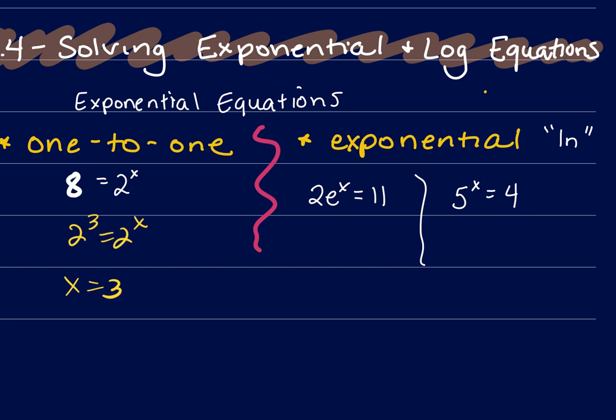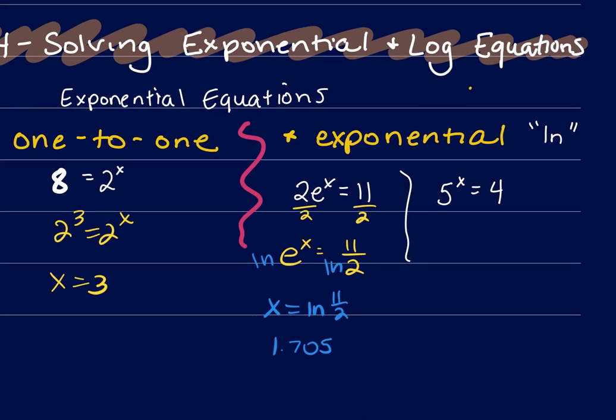On the right, you'd have to isolate the e or the base, which I'll get to the next one. You'd have to isolate it and then ln both sides. So I'd divide by 2. I'd get e to the x equals 11 over 2, and then I'm going to ln both sides. And x would equal ln 11 over 2. Which is 1.7047, so 1.705.